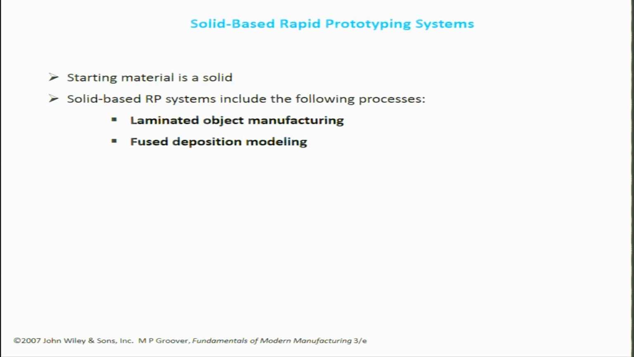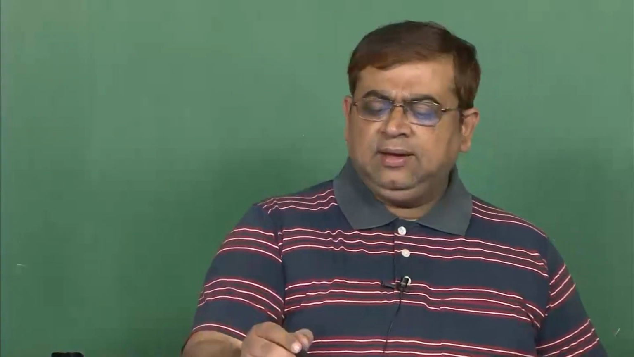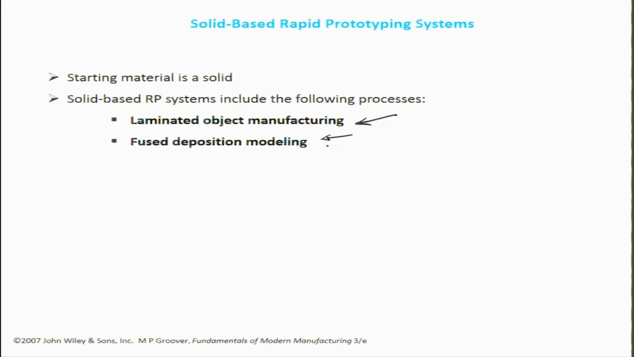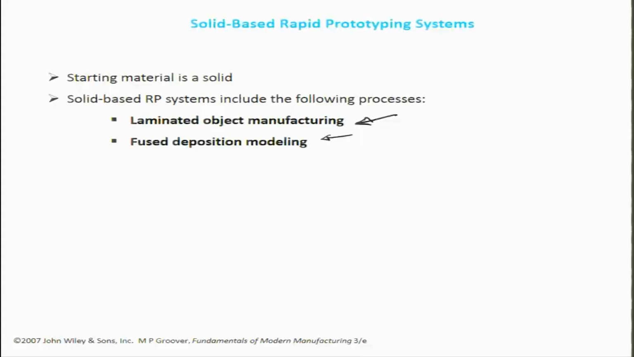Typically there are again about 7 or 8 such processes which exist, but we would be looking only at the very critical ones which are very widely deployed within the industry as well. You earlier saw how in the liquid based method there were half a dozen processes, and we only focused on a few very important ones. In the same way, in this solid based method, the most important is laminated object manufacturing, and one which is really very well known, fusion deposition modeling.